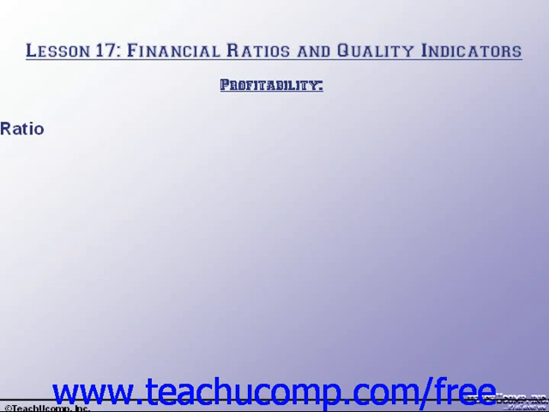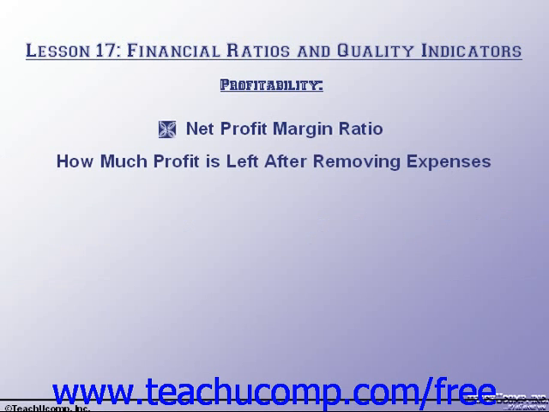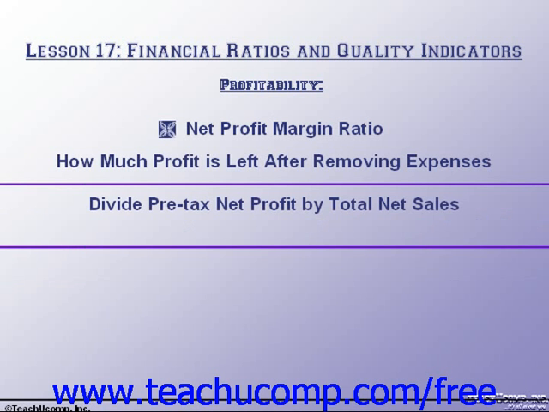The net profit margin ratio shows how much profit is left from the gross sales after removing the cost of goods sold and all other expenses except taxes. To calculate this ratio, divide the pre-tax net profit by the total net sales. You use this ratio in the same way that you use the gross profit margin ratio. Compare your company's ratio to industry standards and look at the trend from month to month to see how well you are managing your overhead costs.